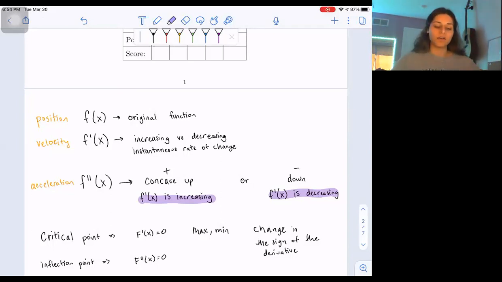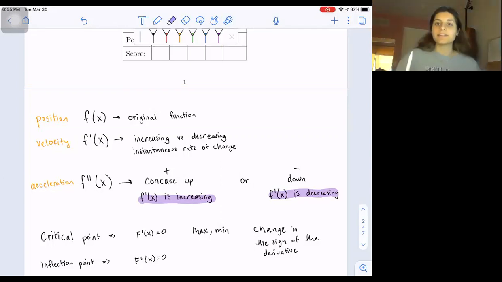Like you're driving a car, right? Assume the forward direction is the positive direction. Our velocity is positive. I'm driving down the street. If I'm accelerating, my second derivative is positive. So I'm turning out of my driveway, I step on the gas, and I'm going faster and faster and faster. My velocity always remains positive. I'm always going forward, and my acceleration is also positive because I'm getting faster and faster.